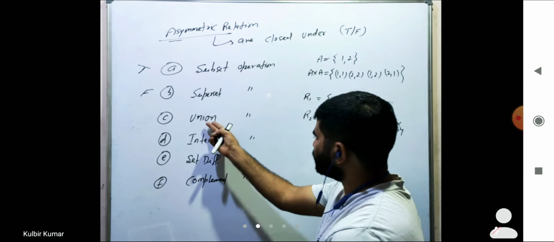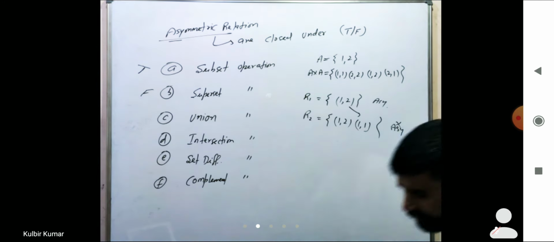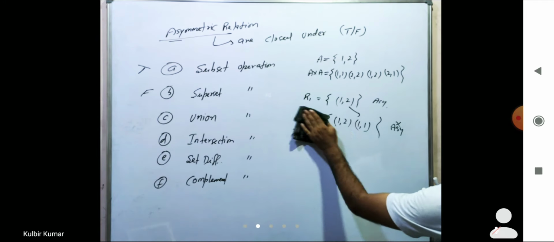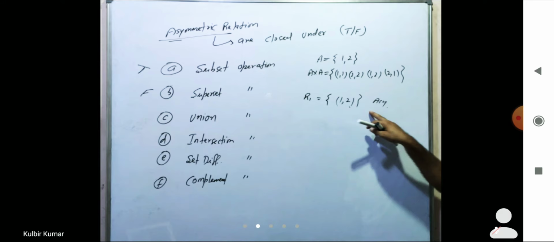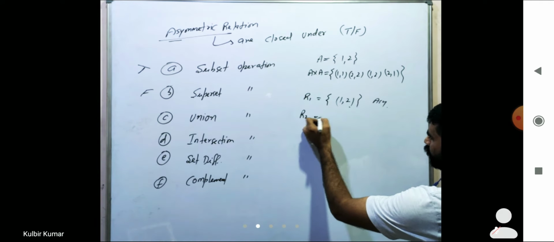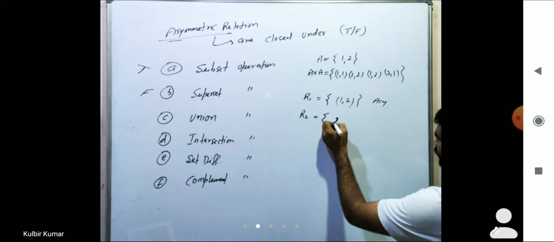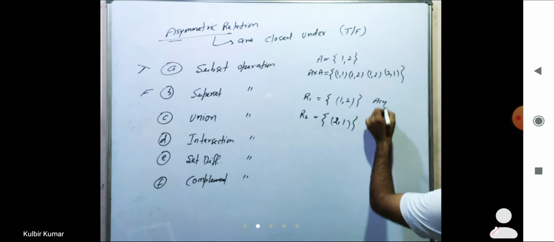What about union operation? We have to take two relations. Let me say one relation is this same 1 comma 2, this is an asymmetric type, and the second relation R2 is also asymmetric type, which is 2 comma 1, this is also asymmetric, right?